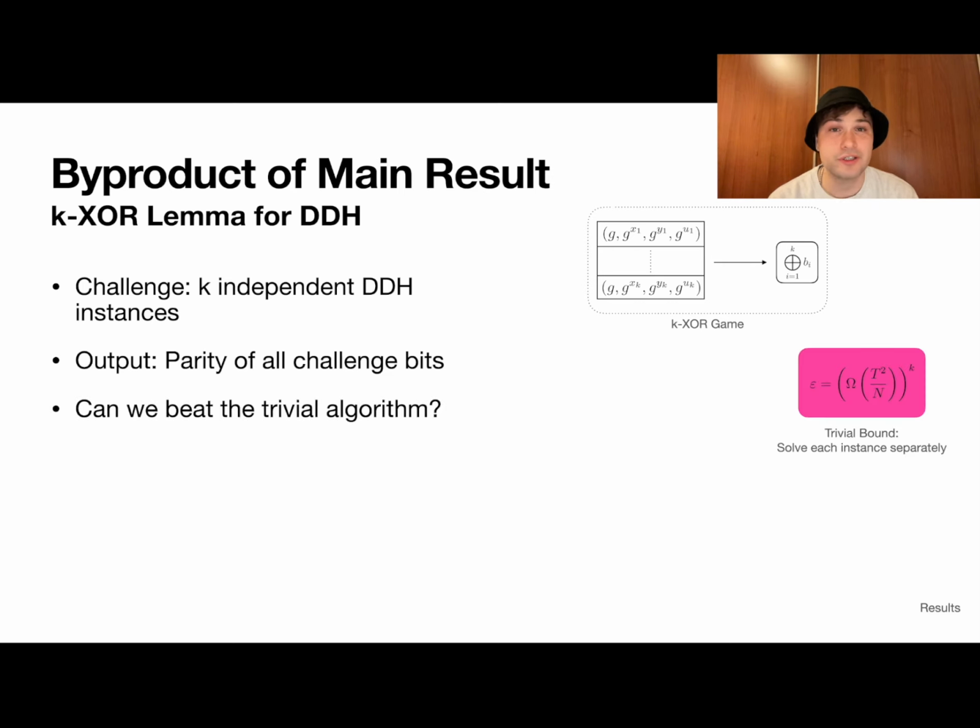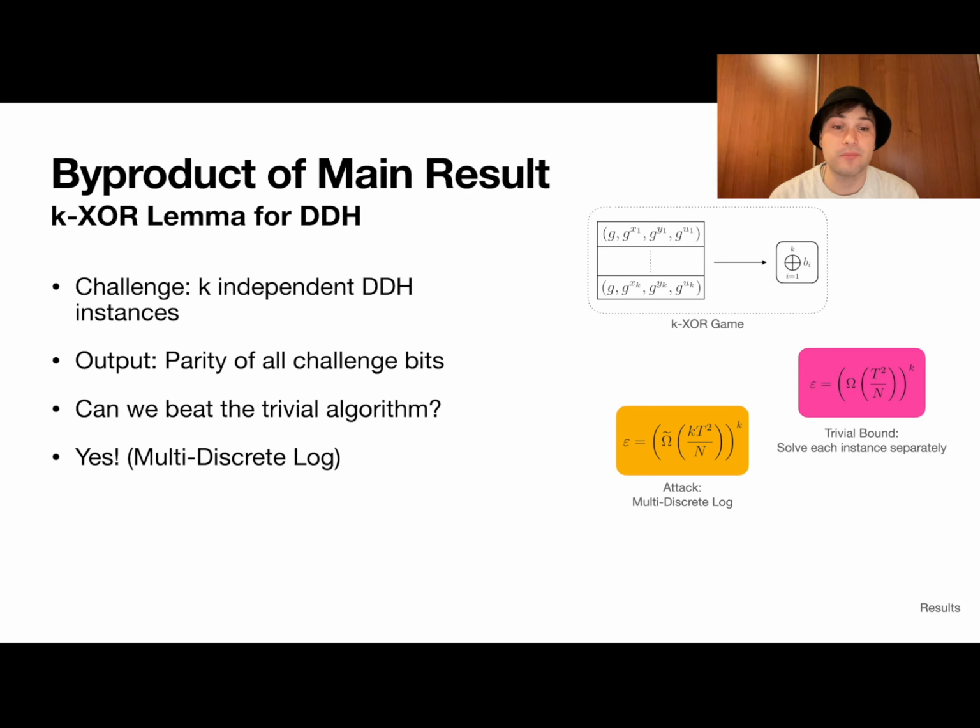Now, there's clearly a trivial attack where we simply solve each instance independently. The question is, can we beat such an algorithm? And the answer is yes. The multi-discrete log problem can be solved slightly faster than this trivial bound, as there is now a K inside the bound. That is to say, when given multiple instances of the discrete log problem, there is some speed up compared to solving each independent instance separately.